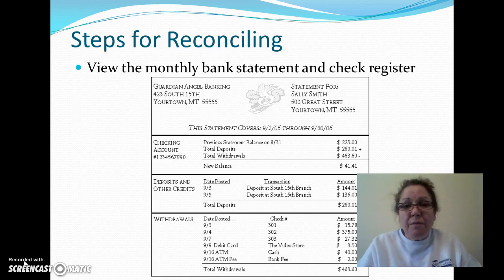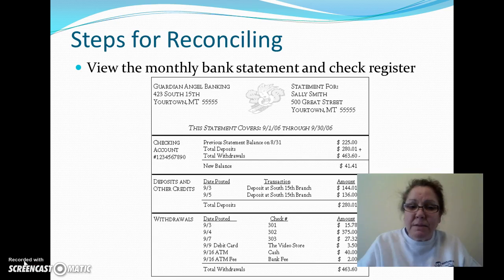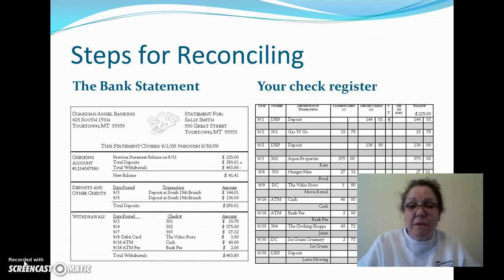So this is a view of a monthly bank statement. You're going to see it's from Guardian Angel Banking. It's for Sally Smith, and it lists her balances, her deposits, her withdrawals, and each individual transaction, both by a number, a date, and the amount. So we're going to look at this compared to our bank statement and our check register to see if they match. On the left here, you see your bank statement. On the right, you see your check register.